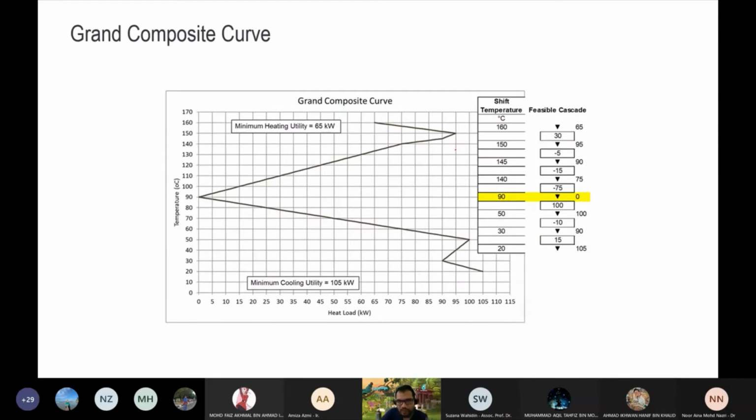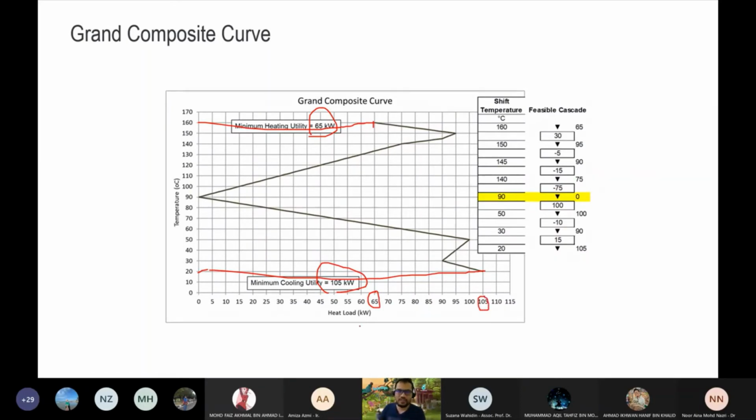I'm not going to explain how we make this, but you can go back to the textbook. From this, we can also see the same thing, a minimum heating utility of 65 and a minimum cooling utility of 105 kilowatt. The 65 is from here to there, and from here to there, you can see it's 105.